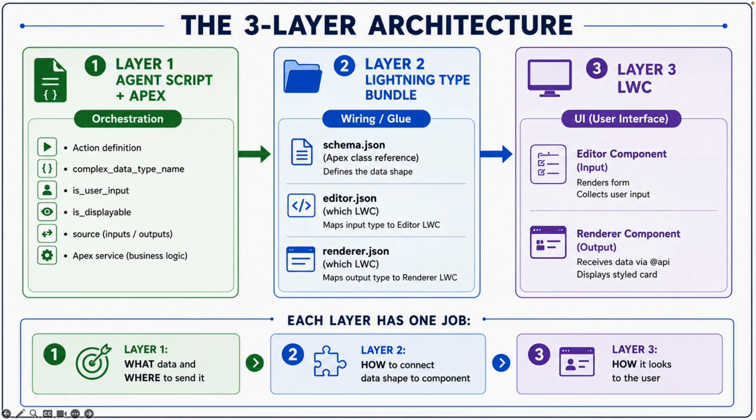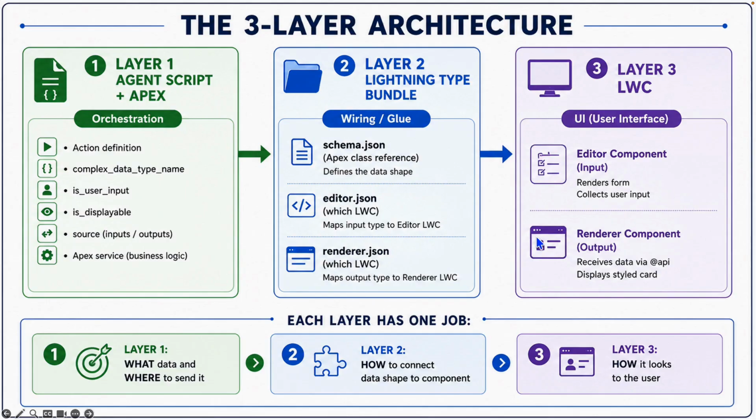Everything that goes into the first part is where you put your agent script as well as the Apex logic. Then there's layer 2, which is a very important layer, the lightning type bundle layer. This is more like a glue layer, which helps you glue between your agent script and the Apex as well as the LWC.